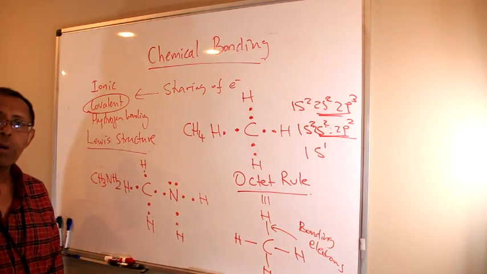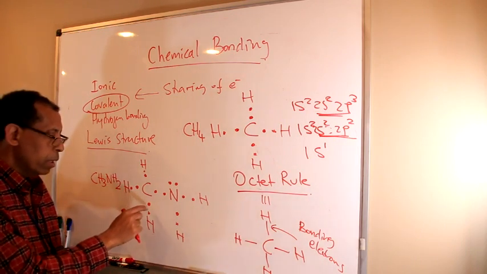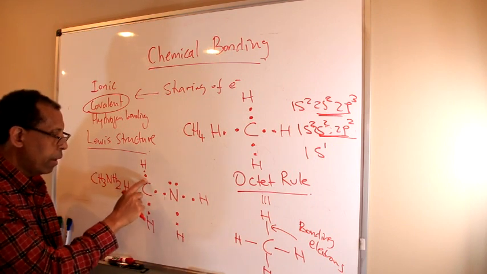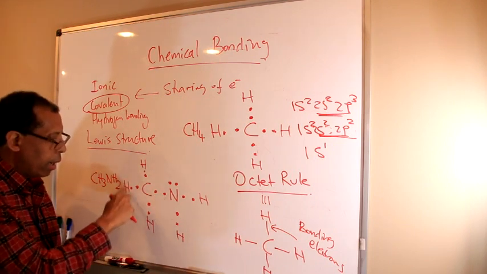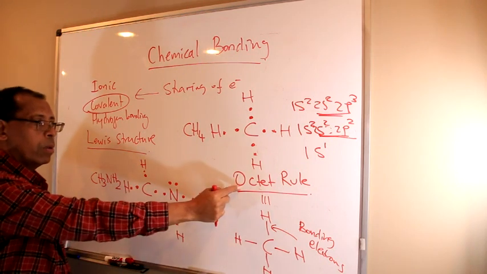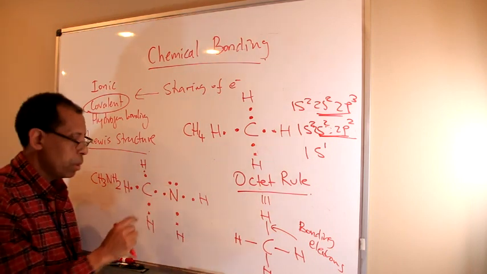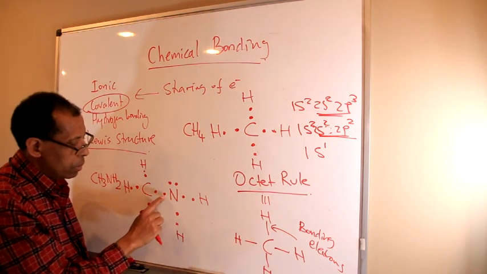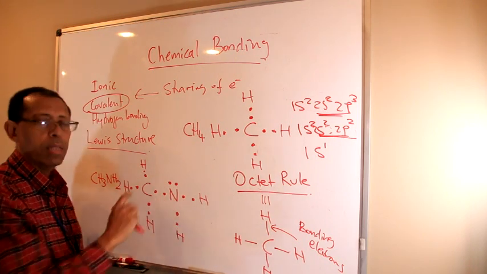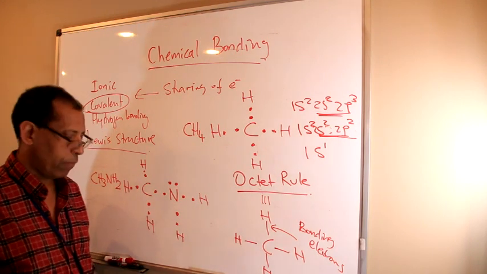Now, let's count if the octet rule is satisfied. Here, there is 1, 2, 3, 4, 5, 6, 7, 8. Around carbon, there are 8 electrons, therefore the octet rule is satisfied. Let's count for nitrogen. 1, 2, 3, 4, 5, 6, 7, 8. So the nitrogen is also satisfied.